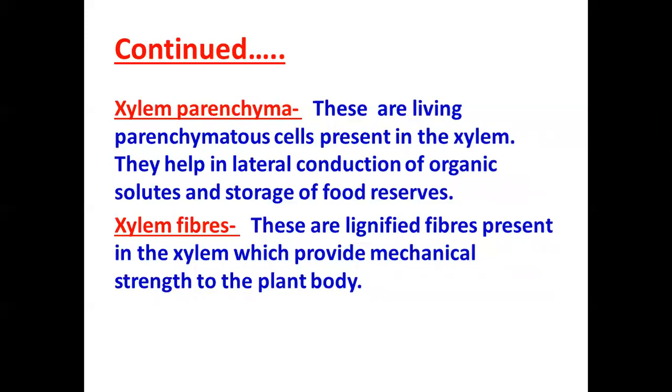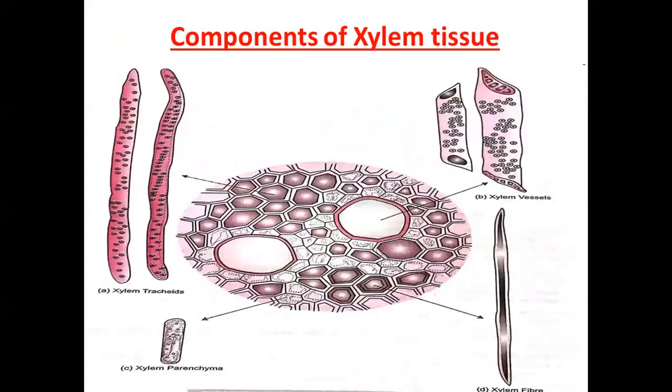Okay, and present in the xylem, they help in lateral conduction of organic solute and storage of food reserves. Next is xylem fibers. These are lignified fibers present in the xylem, which provide mechanical strength to the plant body. You can see in the diagram, and you can see the difference also: xylem parenchyma, then xylem trachea, xylem vessel, and here this side, this is xylem fiber. So this is the difference.